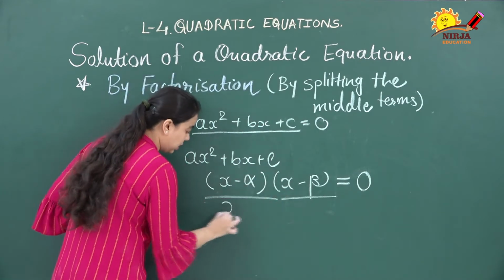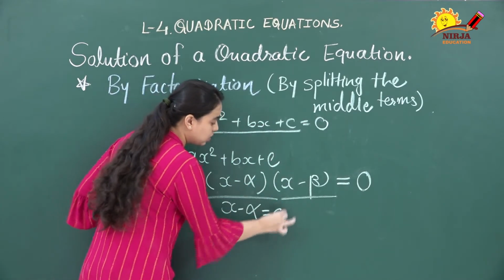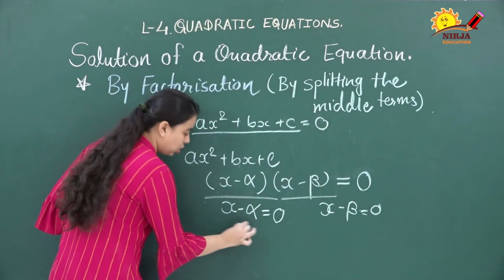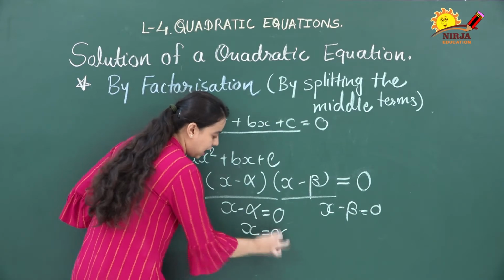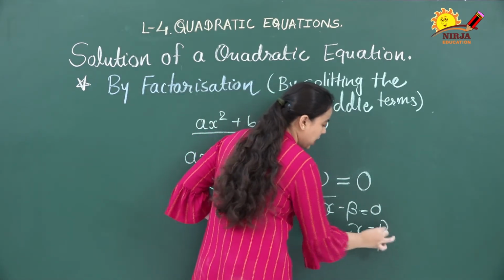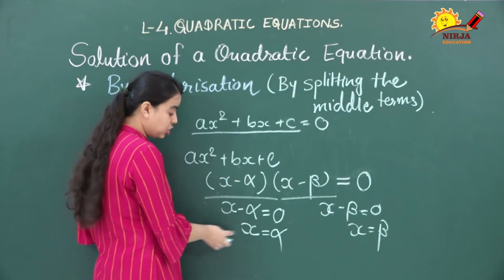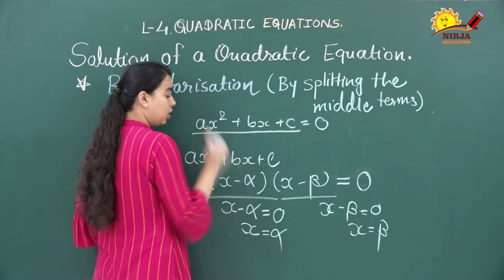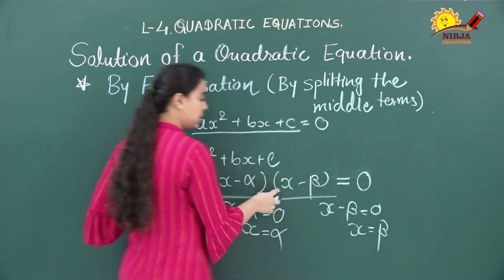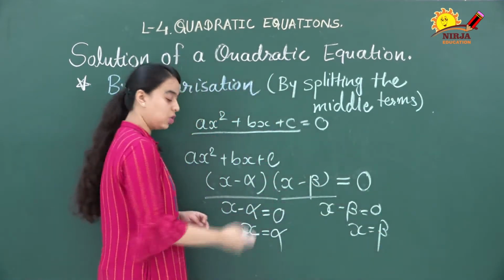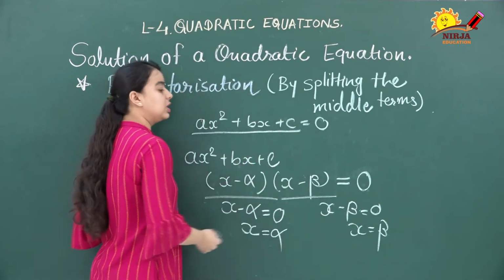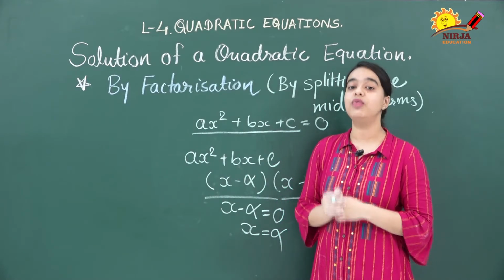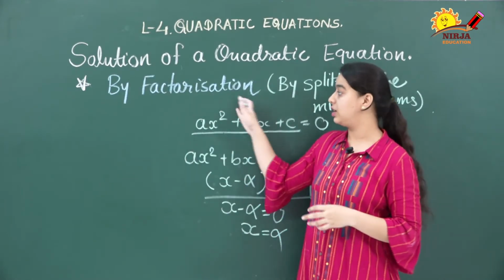So there are two possibilities: either x minus alpha is equal to 0 or x minus beta is equal to 0, or both can be 0. So here I get the value of x as alpha, and here I get the value of x as beta. That means if I put x equal to alpha, the polynomial turns into 0, or if I take x as beta, it also becomes 0. So my dear children, this way we can find the solution of a quadratic equation by the factorization method.